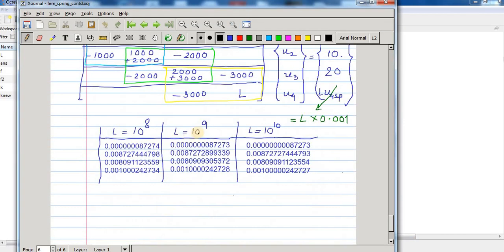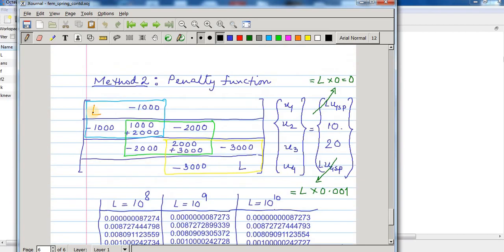So I have written down the solution. So 10 to the power 8, 10 to the power 9 and 10 to the power 10. But you cannot indefinitely keep on increasing the large number, because slowly the numerical problems will creep in. If this L is very large compared to this, then slowly the numerical errors will creep in. So you can keep L say 10 to the power 7 times larger than the highest element here in the matrix, 10 to the power 7, 10 to the power 8 times the largest element present in this system stiffness matrix. Then it will run okay.